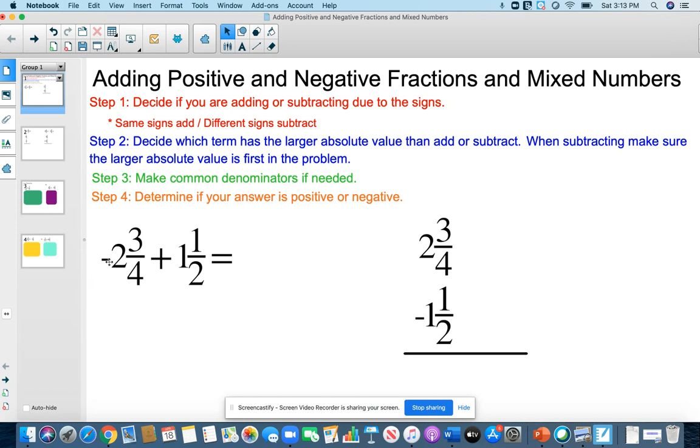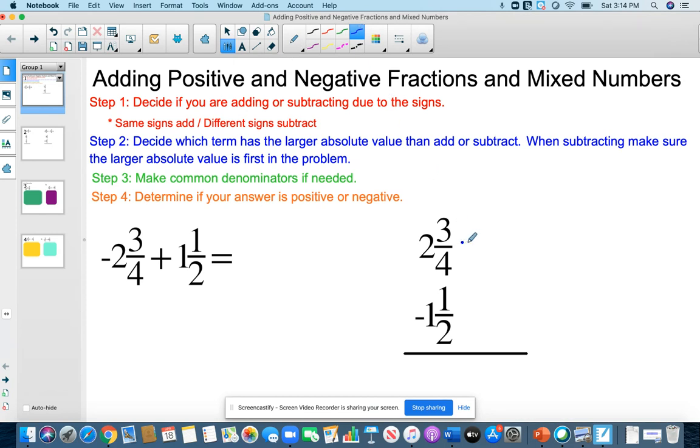So the first problem we're going to do is negative 2 and 3/4 plus 1 and 1/2. I have written it up and down. So the first thing I have to do is decide if I need to add or subtract, and one is positive, one is negative. So I'm going to subtract and determine which one has a larger absolute value. Negative 2 and 3/4 would have the larger absolute value. So I put that one first in the problem, minus 1 and 1/2. Next thing it says is make sure they have common denominators, and 4 and 2 in the denominators are not the same. So I need to find common denominators so I can subtract these.